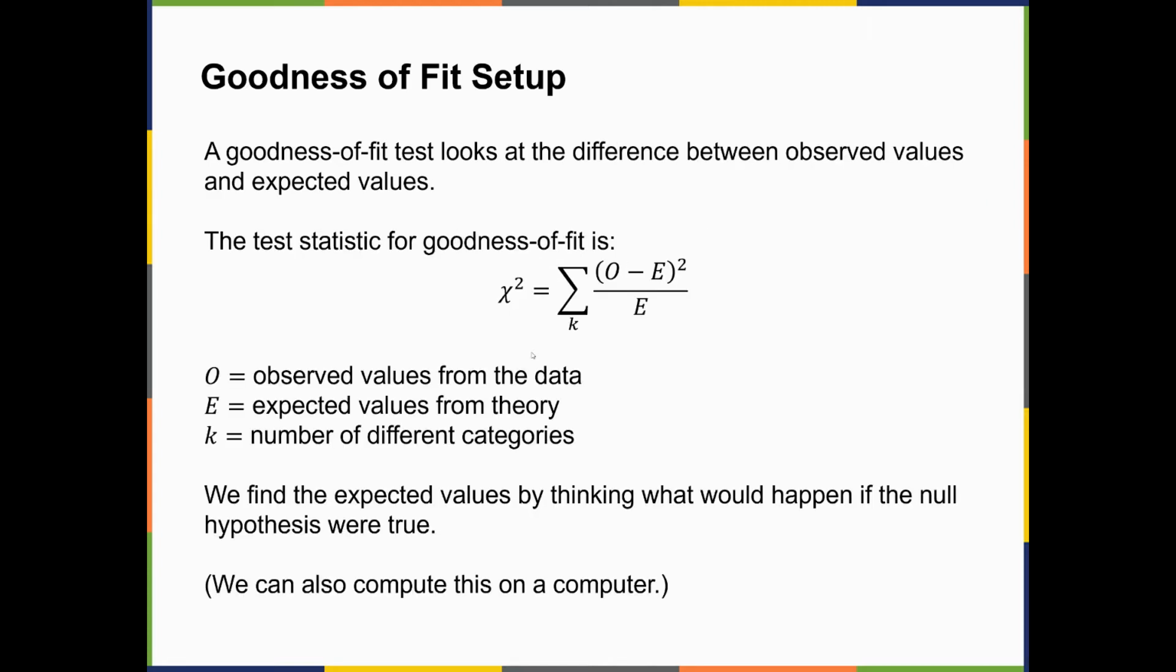A goodness of fit test looks at the difference between observed values from the data and what you would expect given the underlying distribution, or what you think is the underlying distribution. Here is the test statistic that we're going to use. We are going to calculate this using our RSubEDI online calculator, but we're going to do it by hand as well. O is going to be our observed values, E is our expected values from our theory of what we think is going on, and K is the number of different categories. So we're going to sum up the difference between what we expect and what we observe.